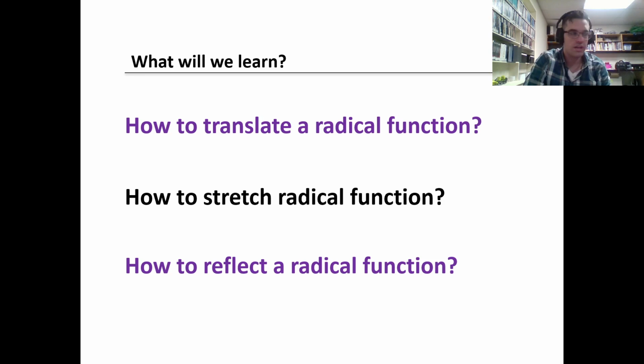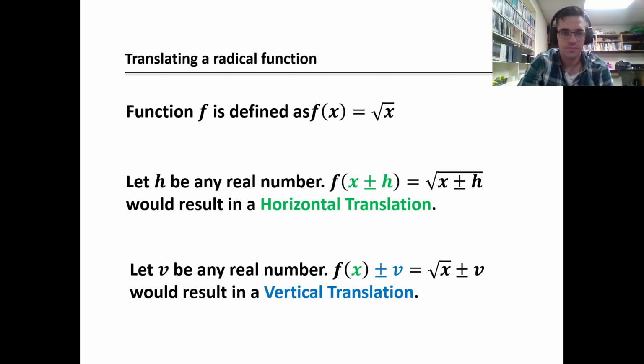Translate moves the shape up, down, left, right. It doesn't change the shape of it though. The stretch does change the shape. The stretch will vertically stretch it or vertically compress it. And we can reflect the radical function over the y-axis, and we can reflect it over the x-axis.